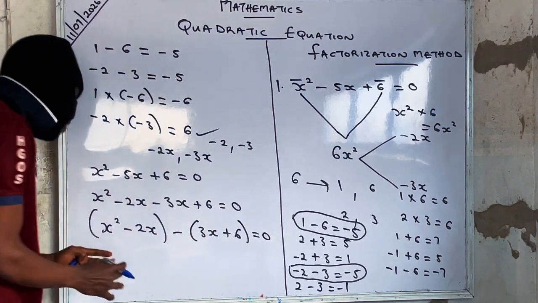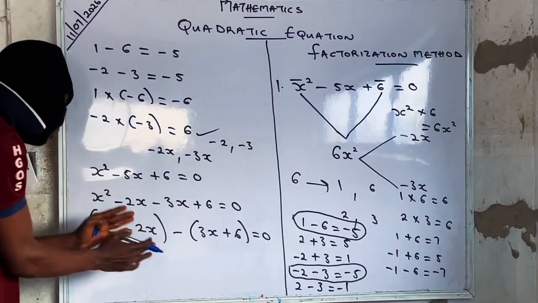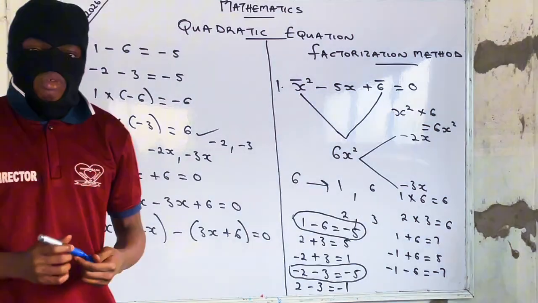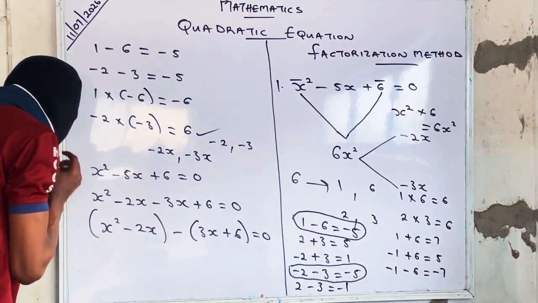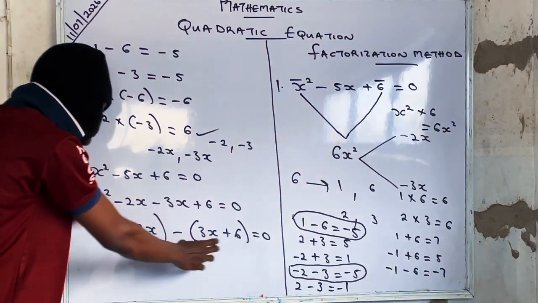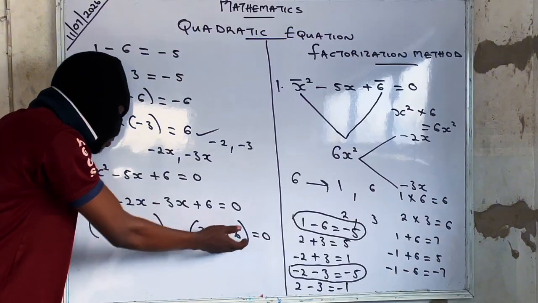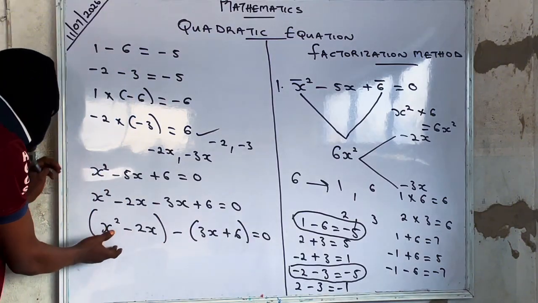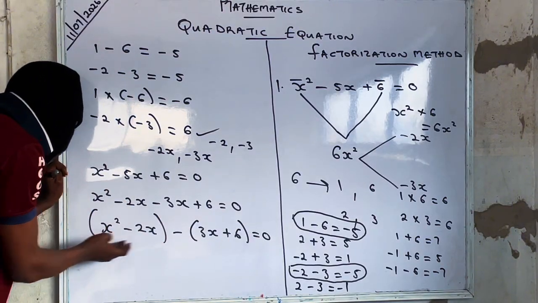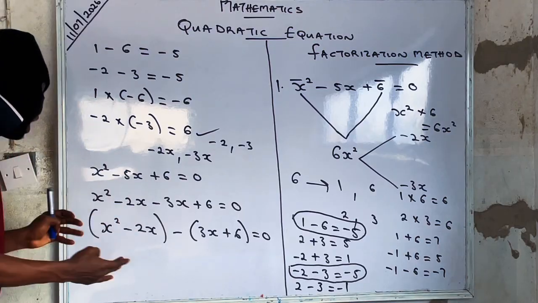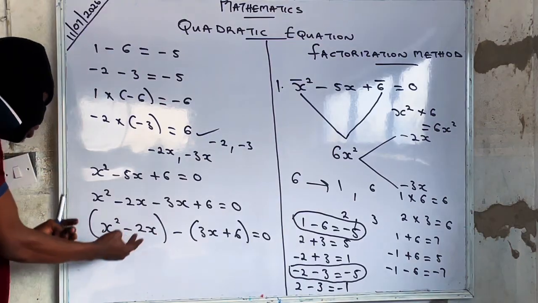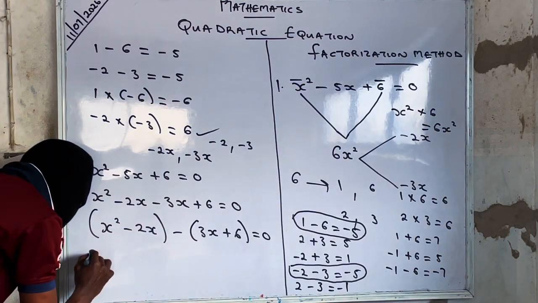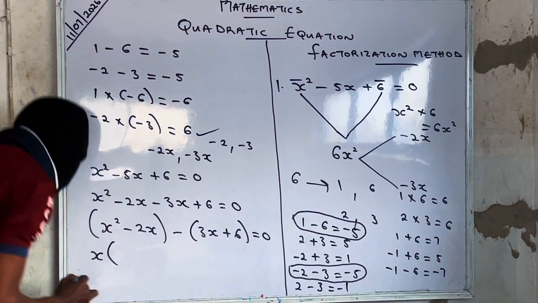Very, very simple. Now if you have reached something like this, what you now do is factorize. You have a bracket x squared minus 2x. You also have another bracket 3x plus 6. Now you are going to look for the common factor between x squared and 2x. What you can see here and what you can also see here is x. Then you bring your x outside, x, then open your bracket.